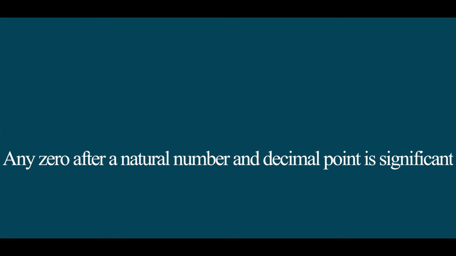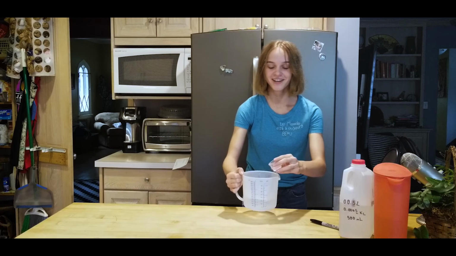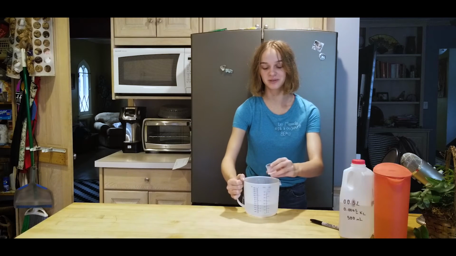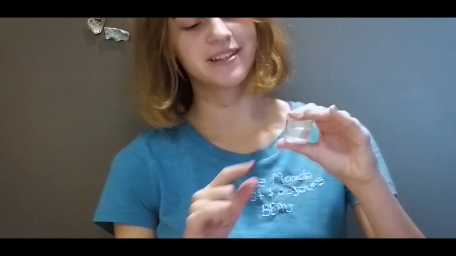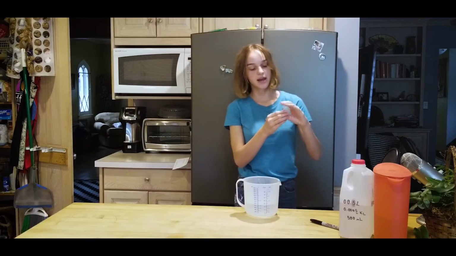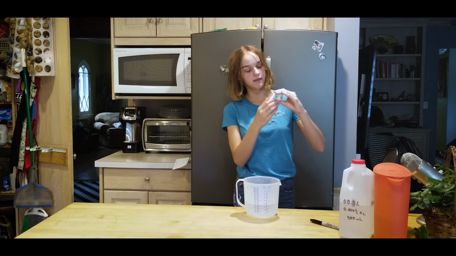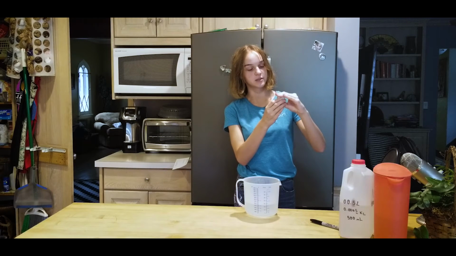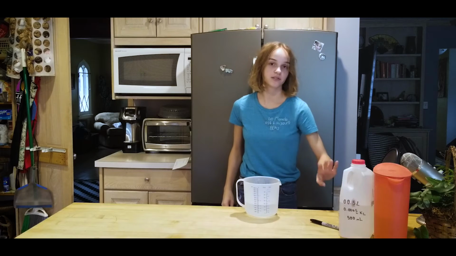Any zero that is after both a natural number and a decimal point is significant. If I measure out 2 teaspoons of water in this little cup, this cup is labeled by 2 teaspoons, 3 teaspoons, 4 teaspoons, so it's in intervals of 1 teaspoon. And I can say that this is 2.0 teaspoons, and that 0 after the decimal point and after the 2 is significant because I'm saying that I know for sure that this number is between 2 and 3 teaspoons.